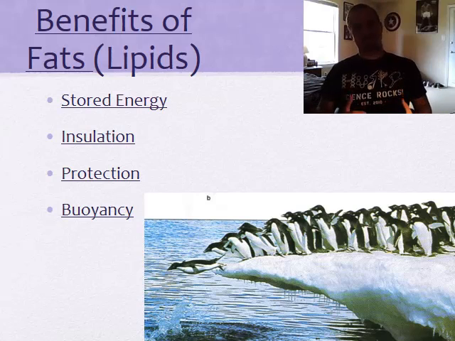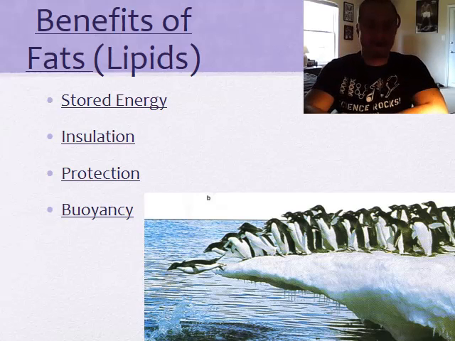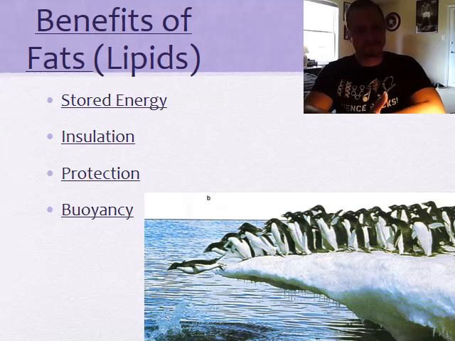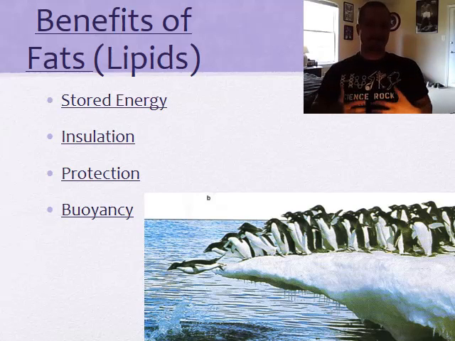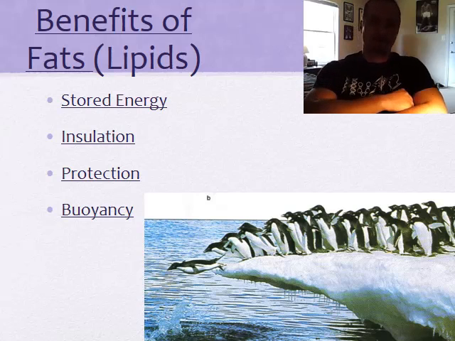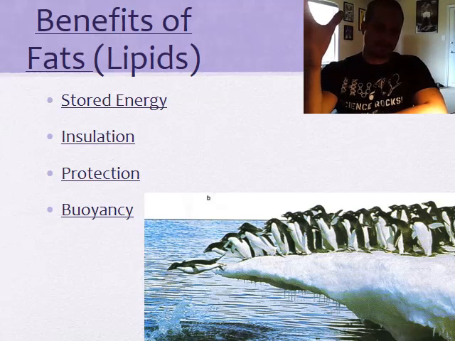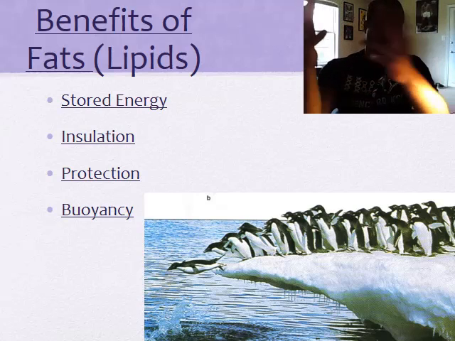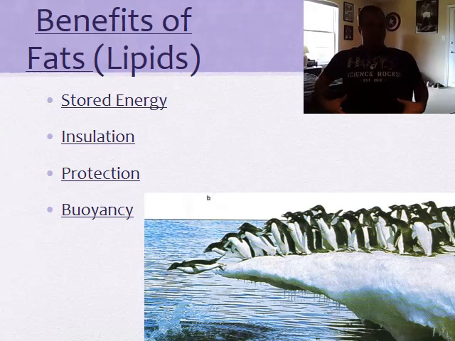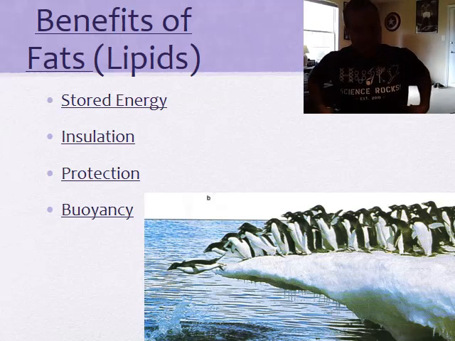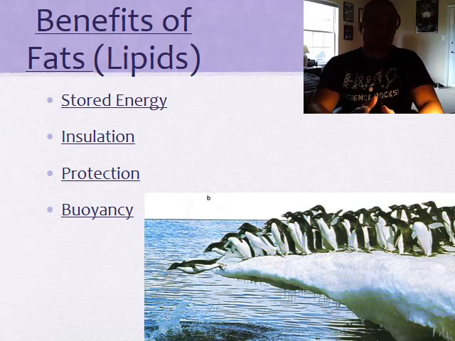They've got a thick layer of blubber or fat that surrounds their body tissue. What this does is it kind of acts like a coat, but on the inside. It helps keep heat in and the cold out. Also, protection. If you think about where fat normally accumulates in humans, it's right here on the stomach, the sides. What this does is it protects your organs.